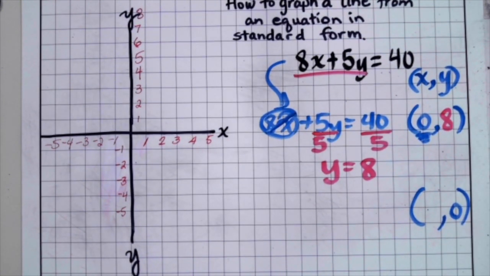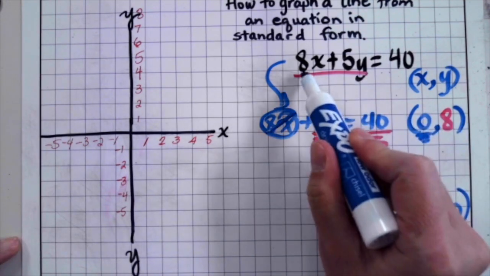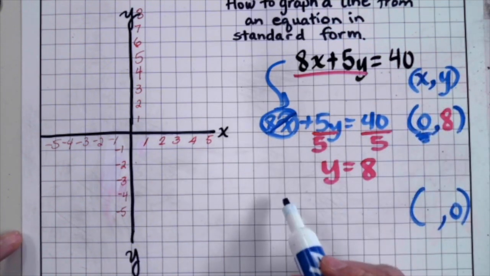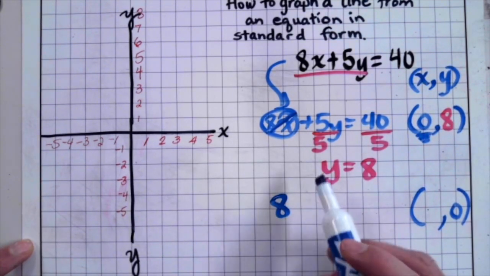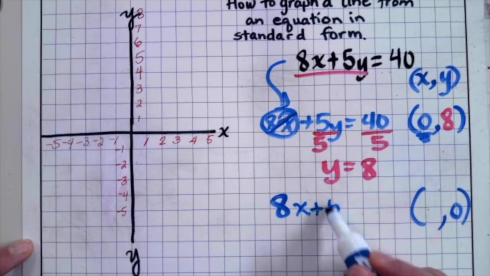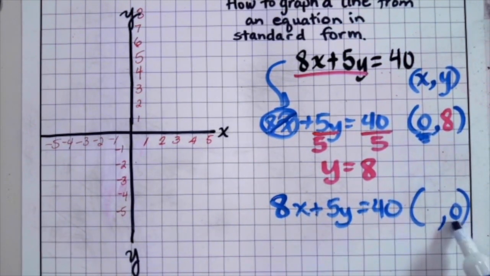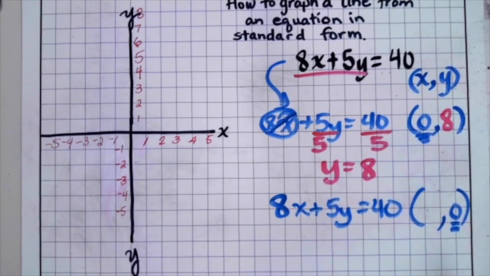Next, I'm going to again rewrite my original equation, 8x plus 5y equals 40, and I'm going to write it here next to this other parentheses. And I'm going to look here and I see that 0 is in the y space. So I'm going to take this y and make it a 0 because it says 0. The y is 0, so my y is 0.